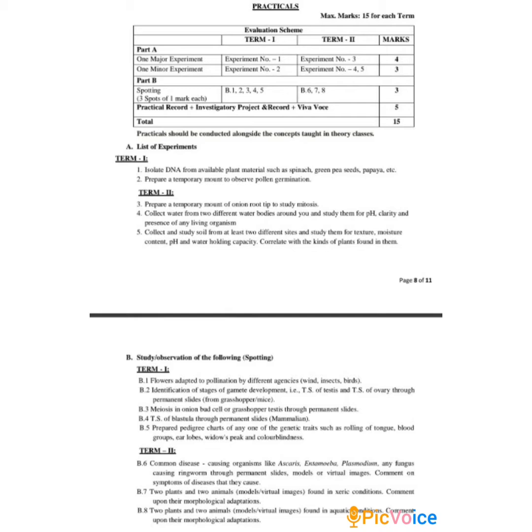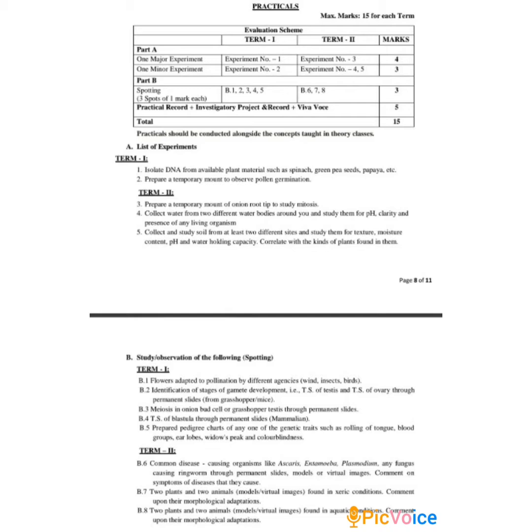Three sections will be there for your practicals: part A, part B, part C. Okay. In part A, one major and one minor experiment are there for 7 marks. Part B, there are spotters. Part C is viva voce. Okay. So in part A, the major experiment is isolation of DNA, and the minor experiment is slide preparation. You have to prepare a temporary mount to observe pollen germination. Then in part B, there are 5 spotters.